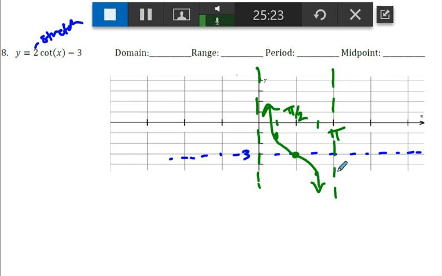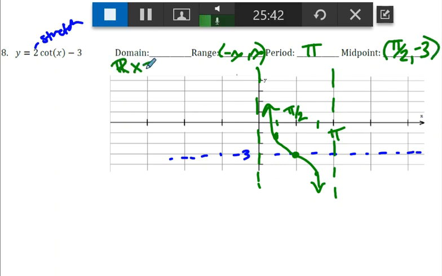And let's do the rest. Domain, range, period, midpoint. Range has not changed, and our period didn't change. The new midpoint is what? Pi over 2. Negative 3, good. And our domain is all real numbers. X does not equal what? Pi k. Beautiful.